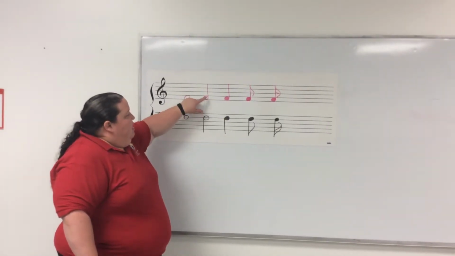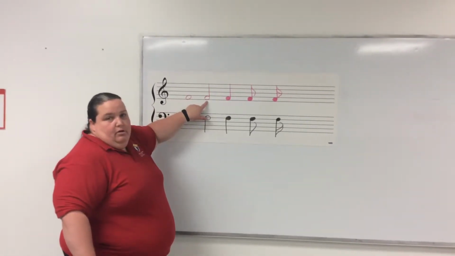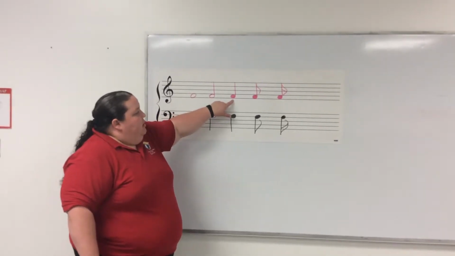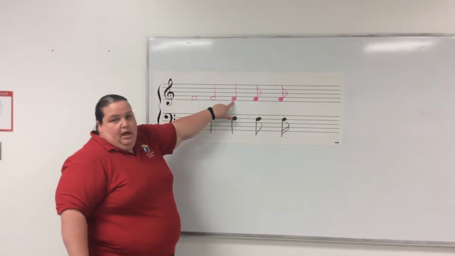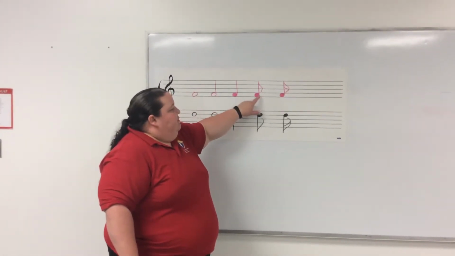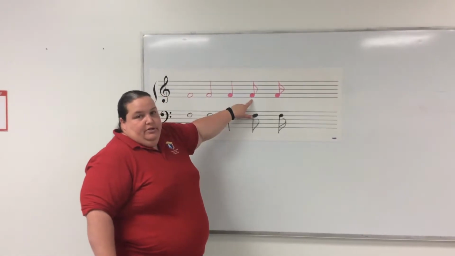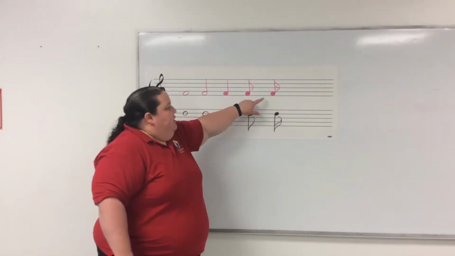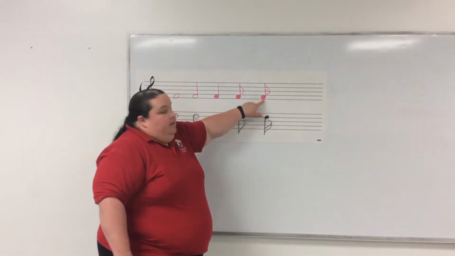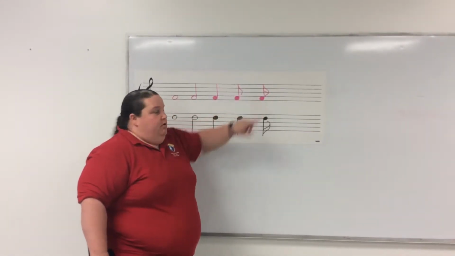Notice how here, all I did was add a stem, but the circle is still on the same space. Here, I colored in the circle, but it's still located on the same space. Here, I added a flag to the stem, but the circle is still located in the same space. Here, I added another line to the flag, but the circle is still in the same location.